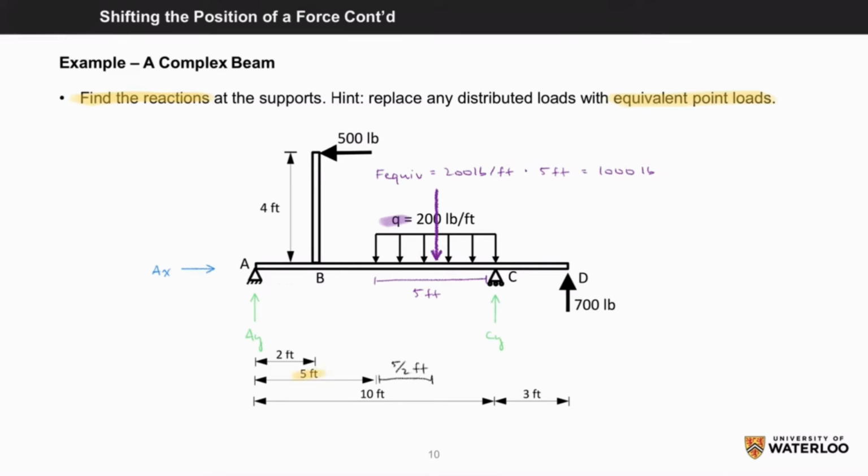And one last thing before solving the problem, we must establish our coordinate system. So we will select upwards as our positive y direction, right as our positive x direction, and counterclockwise as our positive moment direction.